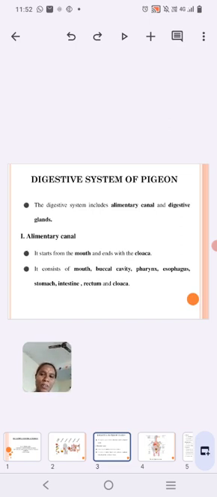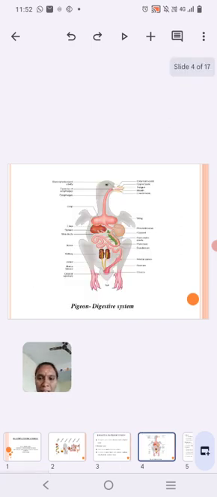First, I discuss the alimentary canal. The alimentary canal starts from the mouth and ends at the cloaca region. It consists of the mouth, buccal cavity, pharynx, esophagus, stomach, intestine, rectum, and cloaca. This image shows the digestive system of the pigeon. Like that, it starts from the mouth and ends with the cloaca region. Some digestive glands are involved in the digestion process.